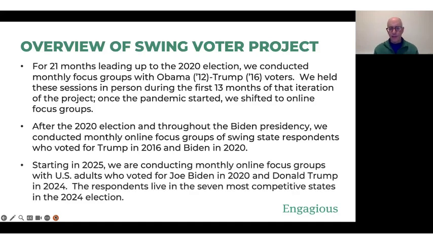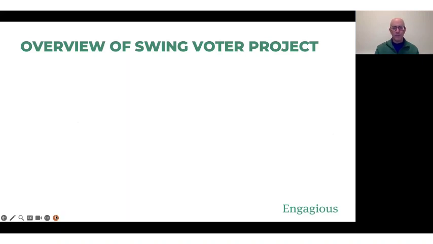And then starting literally this month, we conducted our first focus groups and are continuing throughout the year of adults who voted for Biden in 2020 and then flipped to Trump in 24. And these are respondents, again, who live in the 7 most competitive swing states from the 2024 election. So that's who we're focus grouping.